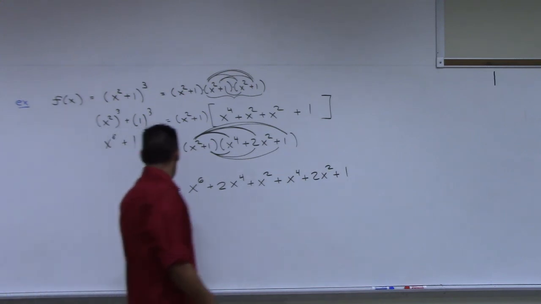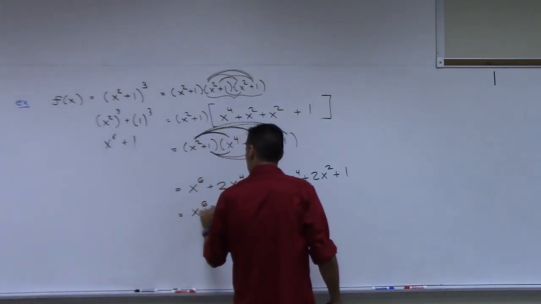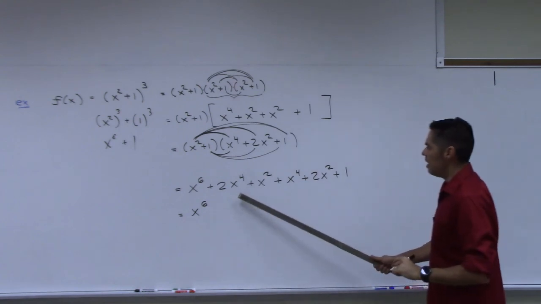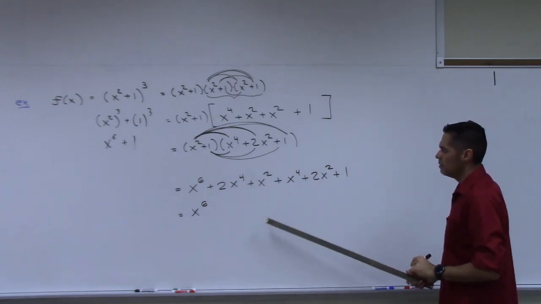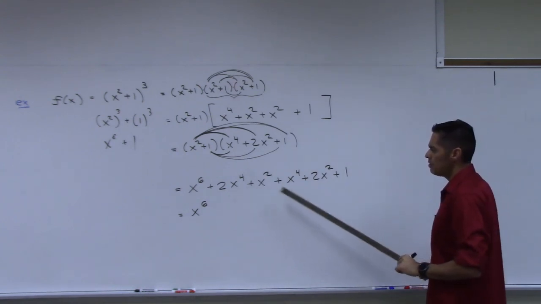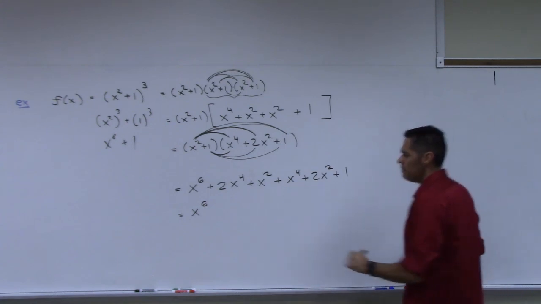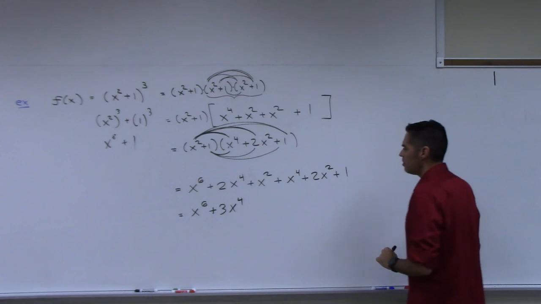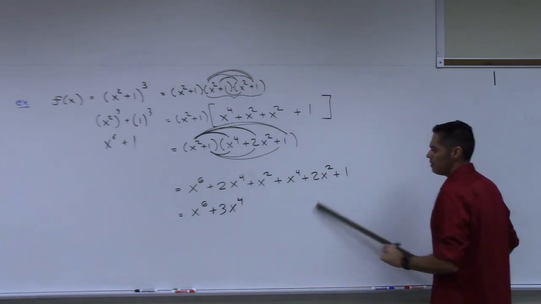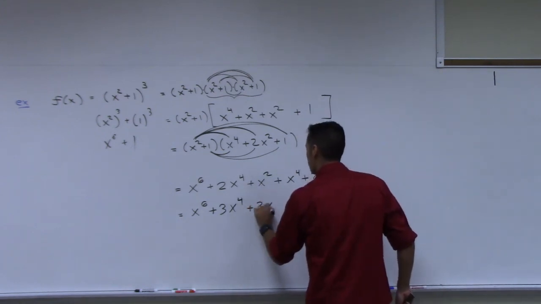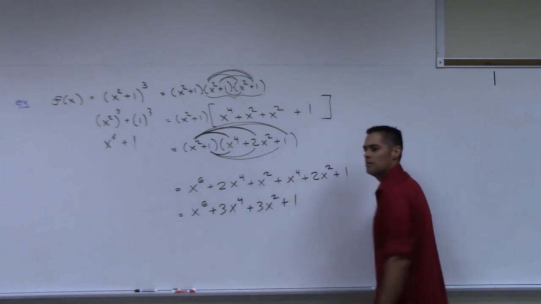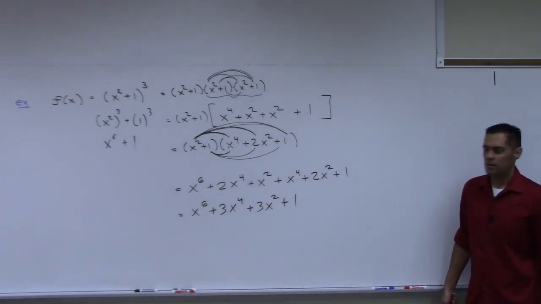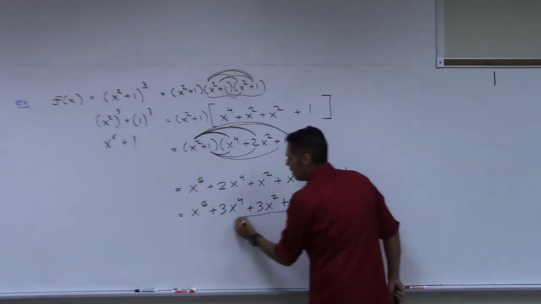I'm going to collect like terms. X to the 6th, let me see. How many x to the 4ths do I have? This one and this one, so how many of them? That's 3 of them. 3x to the 4th. How many x squareds do I have? 1 and another 3, so 4x squared, and then finally I have a 1 at the end. So this is our function.